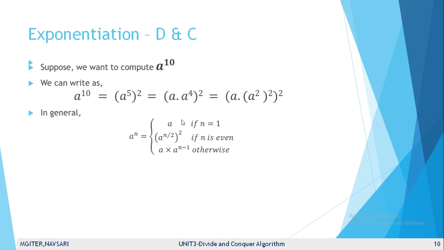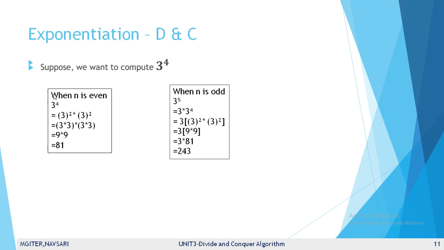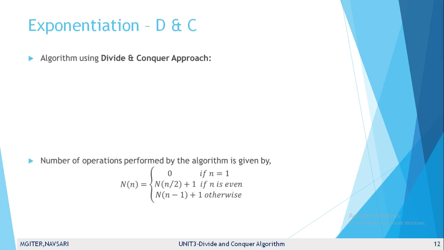Now we see the example. Next example, if we compute 3 raised to 4, then we write it as 3 squared into 3 squared. So 9 into 9 is 81. Here n is even. If n is odd, for example 3 raised to 5, we can write a into a raised to n minus 1, that is 3 into 3 raised to 4. So 3 squared is 9, 9 into 9 into 3, that is 81 into 3. So 3 raised to 5 is 243.